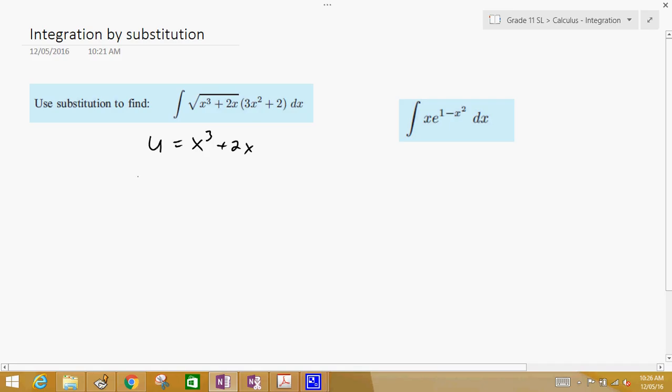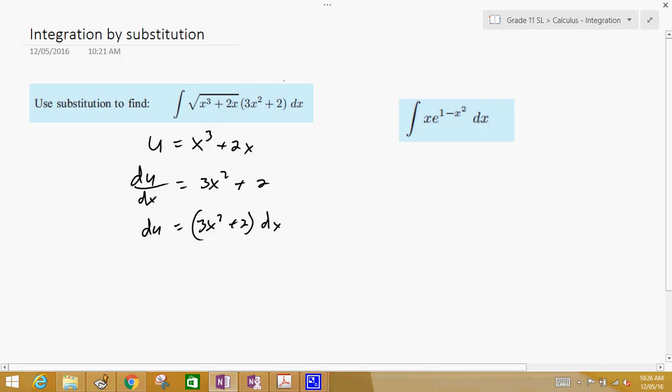If I find the derivative of that, du by dx, that's equal to 3x squared plus 2. And already we're noticing something funny is happening here. So let's keep going. If I make du equals 3x squared plus 2, what I'm doing is taking this dx and bringing it up here.